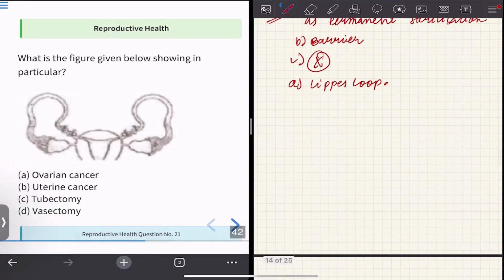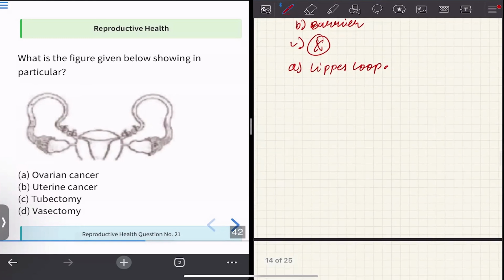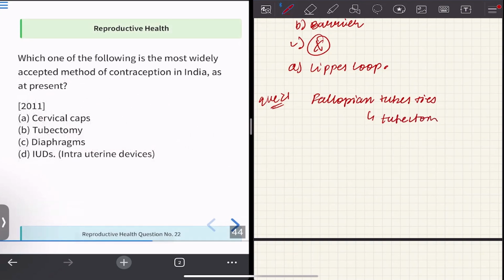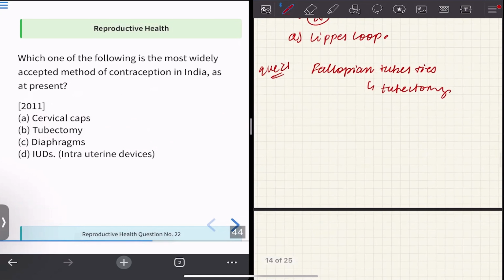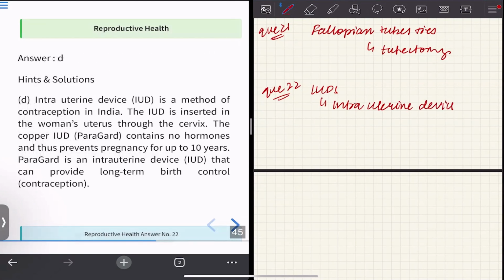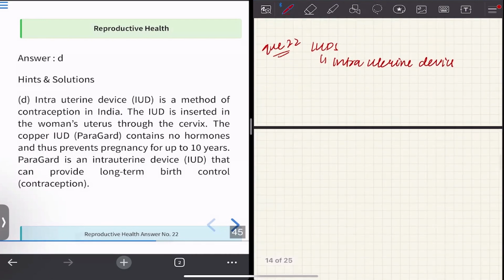So they have tied the fallopian tube in this. So question number 21. Fallopian tubes are tied. So what is this? This is tubectomy. Next, we have the most widely accepted method of contraception in India, intrauterine devices. This is a logistic based question. We have IUDs, that is intrauterine devices, as the most accepted method. So we insert the IUD through the cervix. It can be either copper containing or hormone containing.